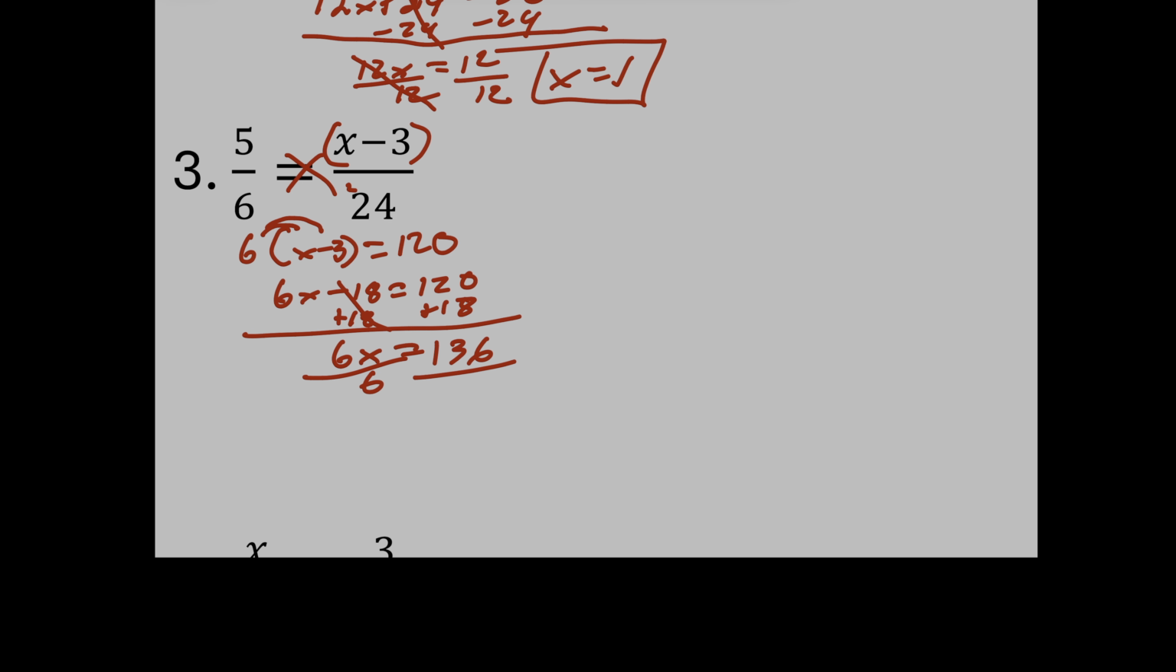Okay, now if I divide each side by 6, I'm going to get something weird because that should say 138. I apologize. 120 plus 18 is 138. All right, so x equals 6 will go into 13 twice with 1 left over. 6 will go into 18 3 times.